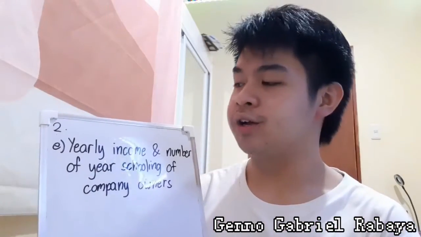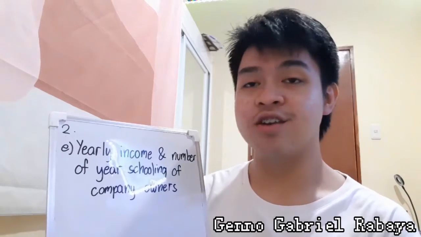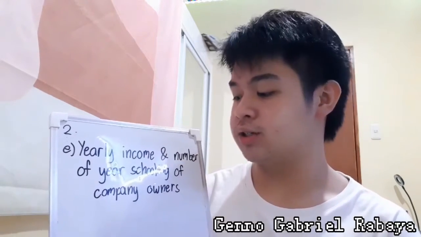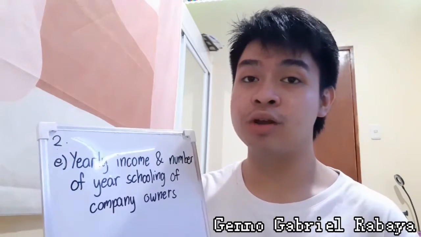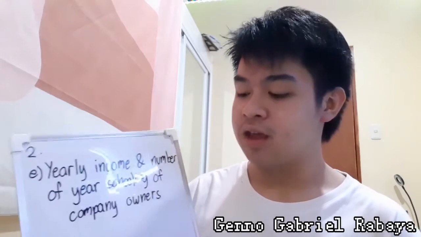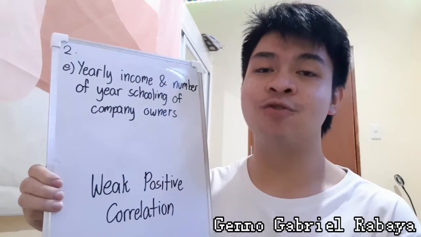And lastly, for letter E, here we have the yearly income and number of years of schooling of company owners. Although a person's educational background can help them with their careers, it isn't a full guarantee. Therefore, this would have a weak positive correlation.